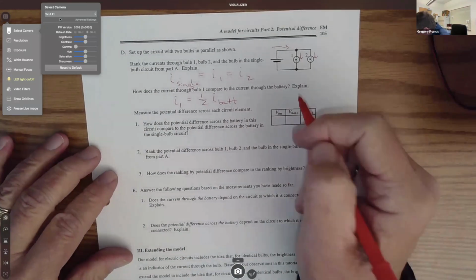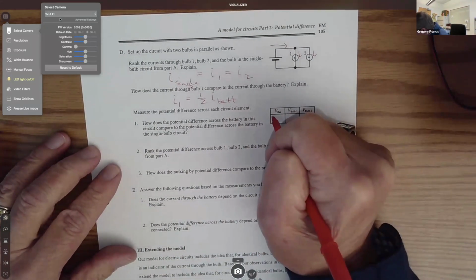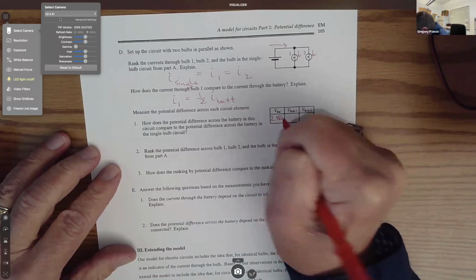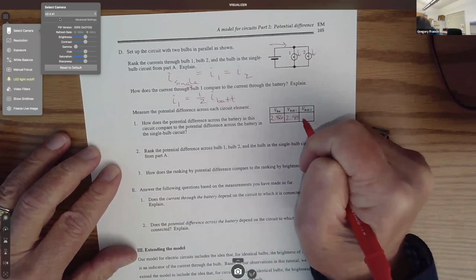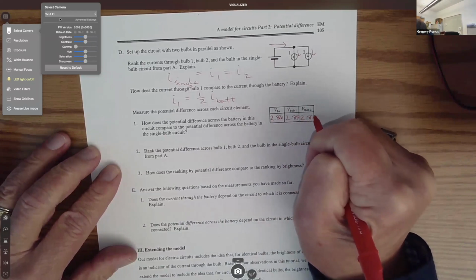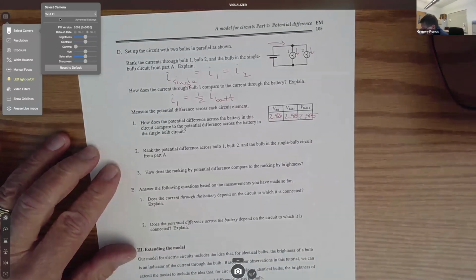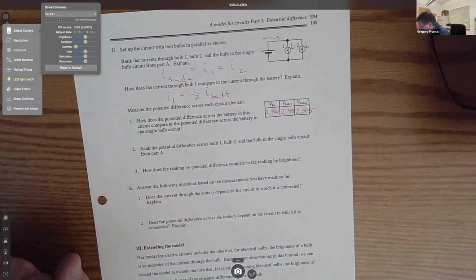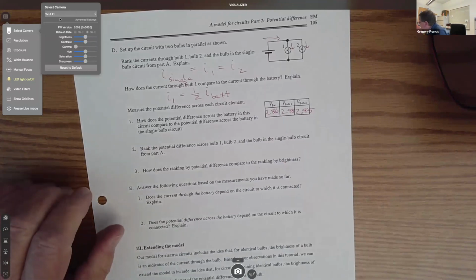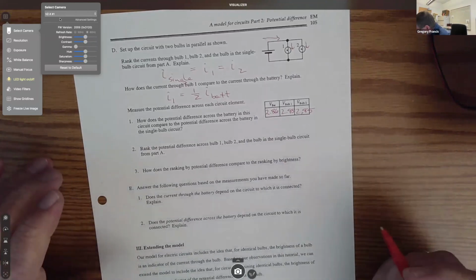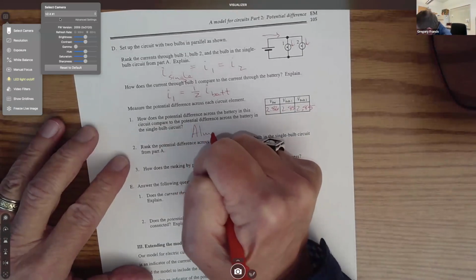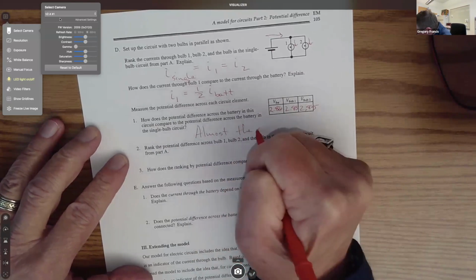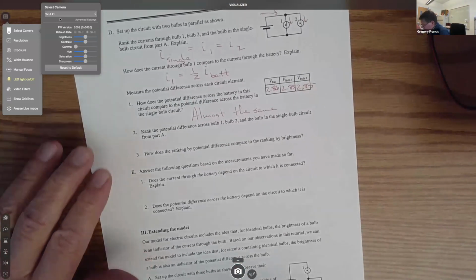What we found is the voltage across the battery was 2.86. The voltage across bulb 1 was 2.85. And the voltage across bulb 2 was 2.85. How does the voltage difference across the battery in this circuit compare to the voltage difference across the battery in the single bulb circuit? Well, remember, in the single bulb circuit, it was 2.9. So again, almost the same. And I spelled it correctly this time.